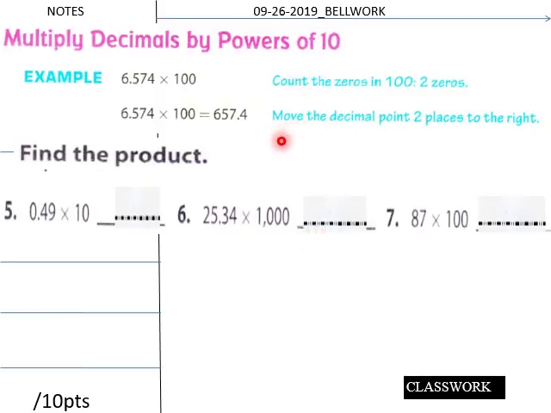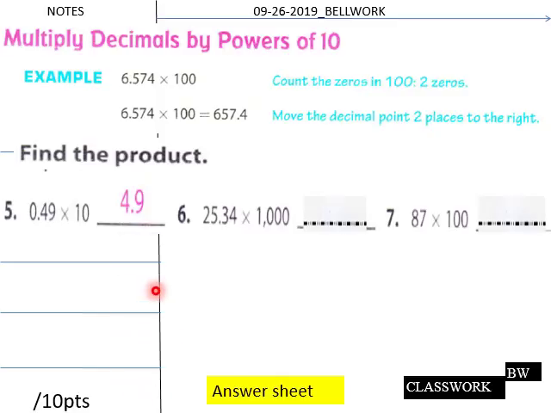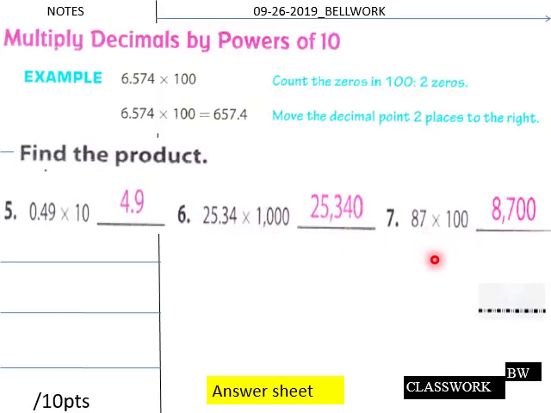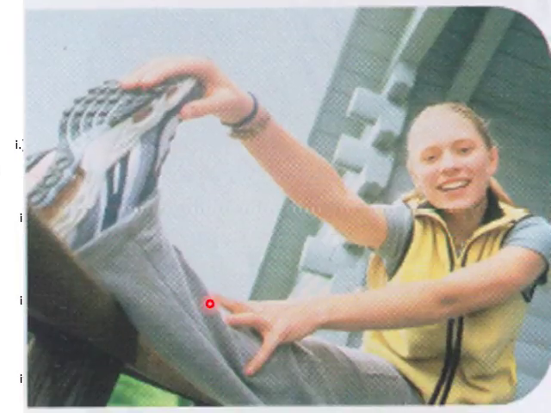Teachers, today's bell work is multiplication here for your students. Give them about 5 minutes to complete this. Okay, welcome back. 4.9 is our solution here for number 5. 25.34 times 1,000, that's 25,340 for number 6. And then 87 times 100 here is 8,700.